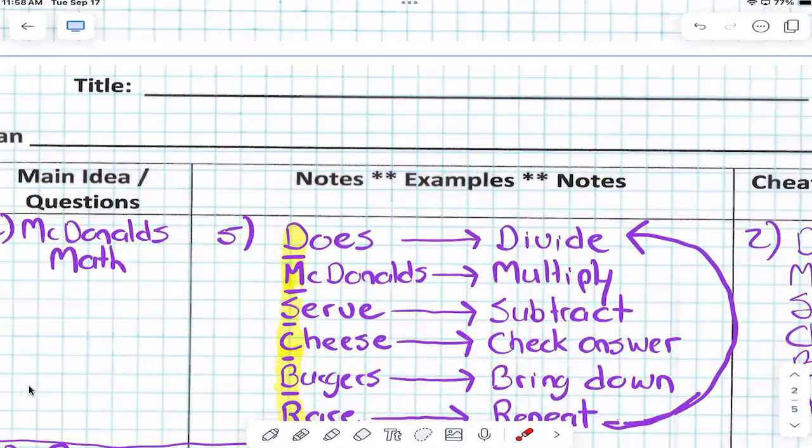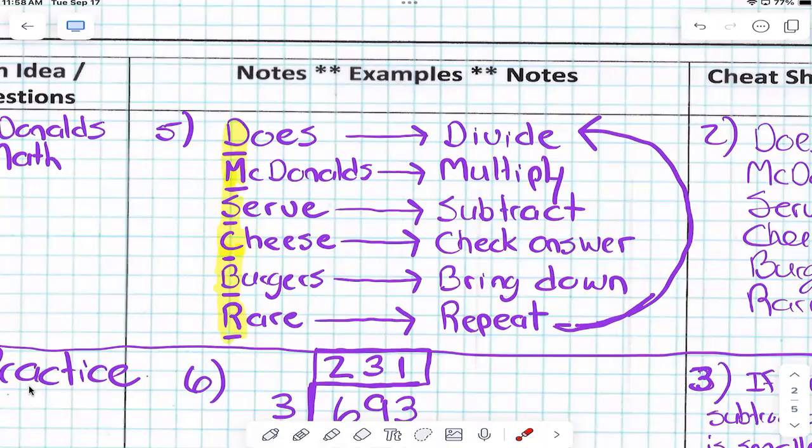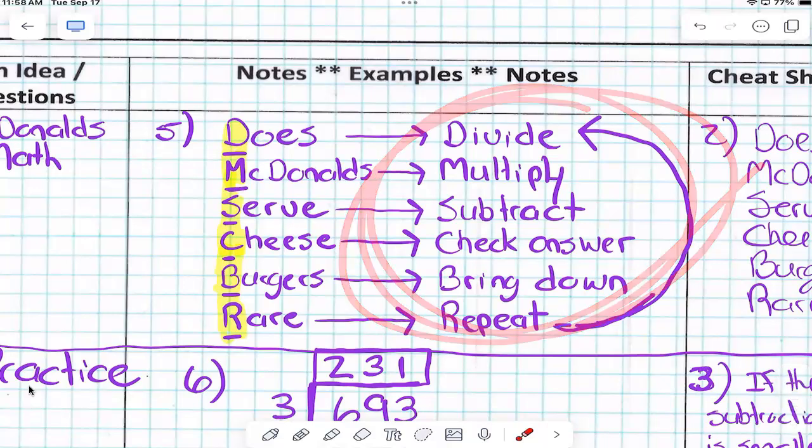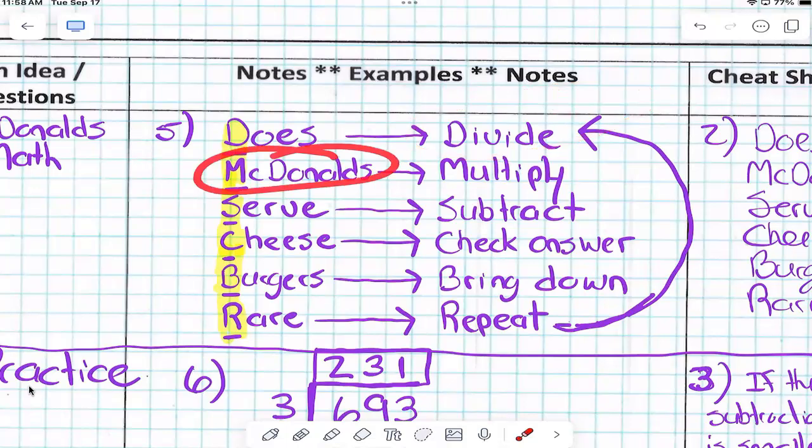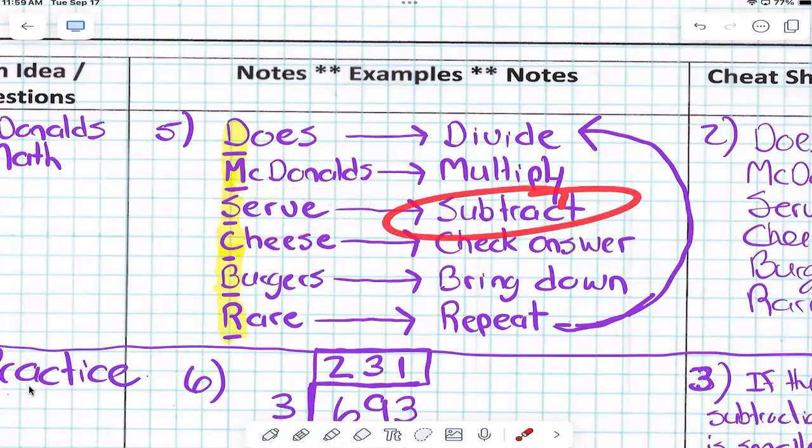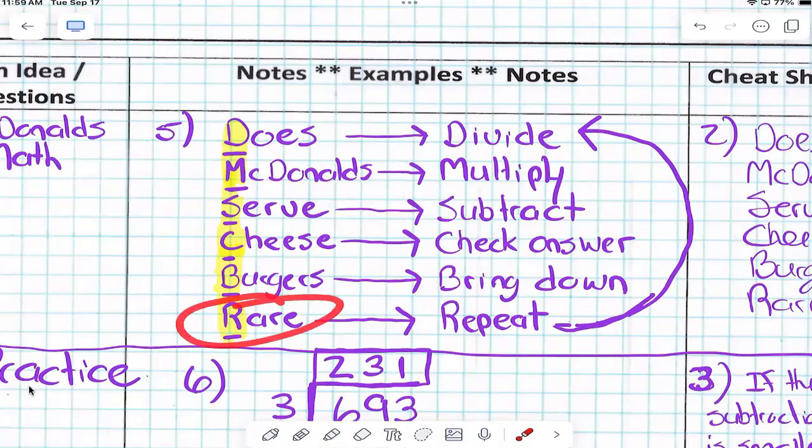When we're doing long division, we have a way to remember the process. The way we remember it is, does McDonald's serve cheeseburgers rare? What does the D in does stand for? Divide. The M in McDonald's? Multiply. The S in serve? Subtract. The C in cheese? Check answer. And remember, when you're checking, the number you subtract should be smaller than your divisor. The B in burger? Bring down. The R in rare? Repeat.